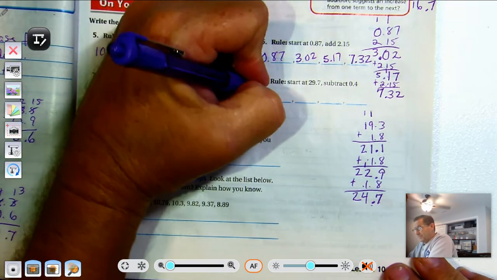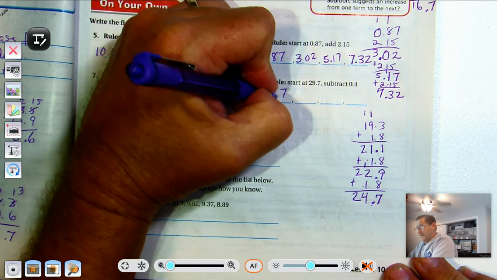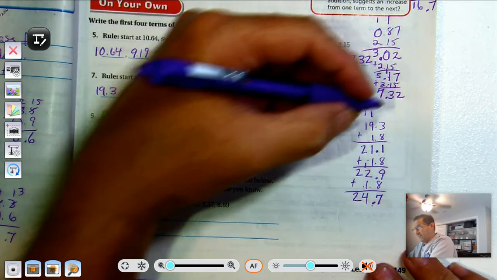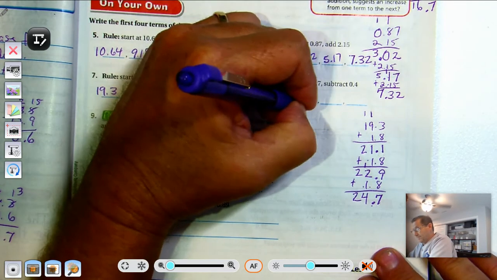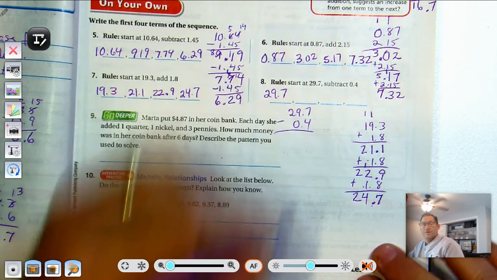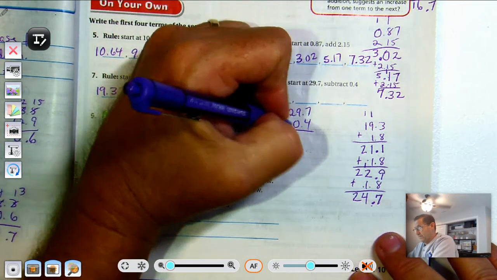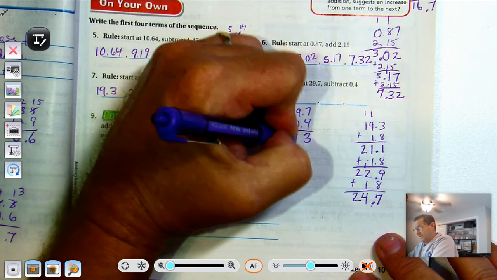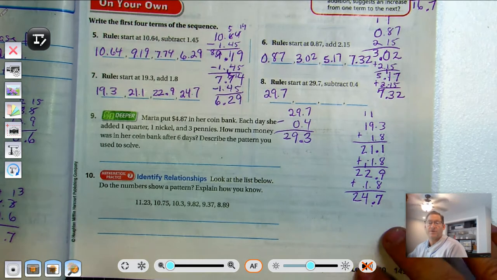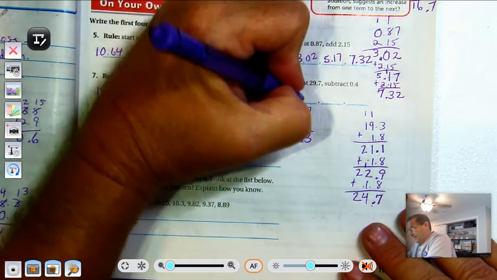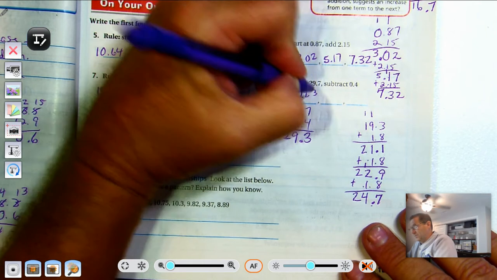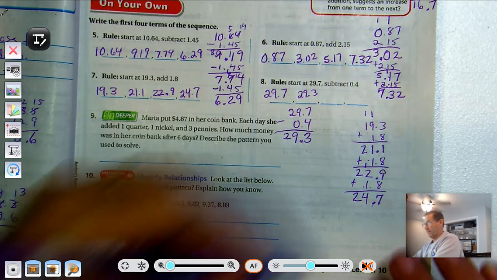And number 8, 29 and 7 tenths, and we have to subtract 4 tenths. All right, so the next term, 7 take away 4 is 3 tenths. Place our decimal, and 29 take away nothing is 29. So 29 and 3 tenths.